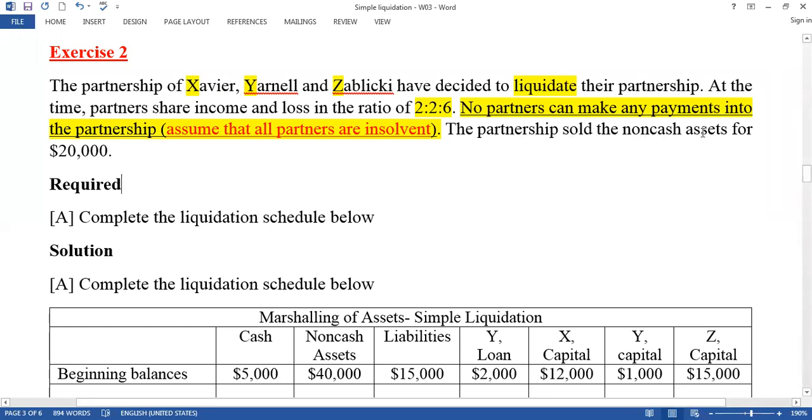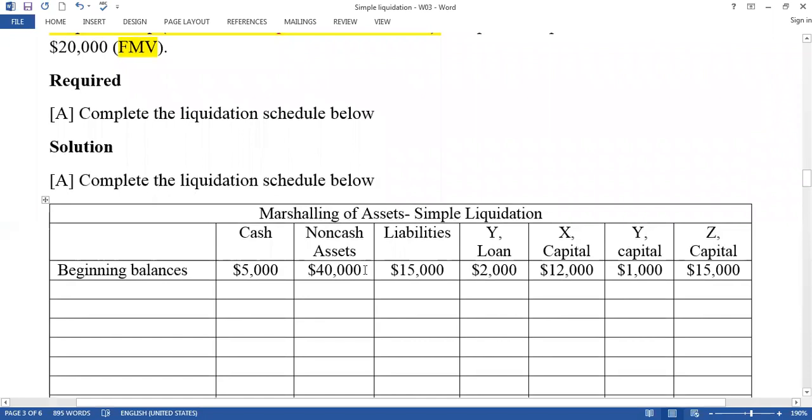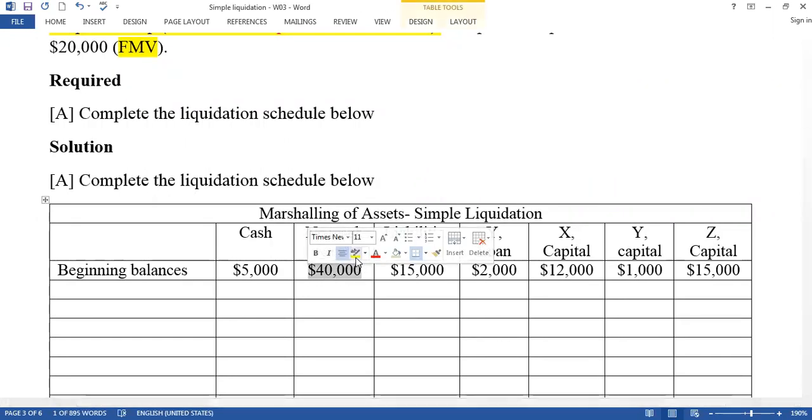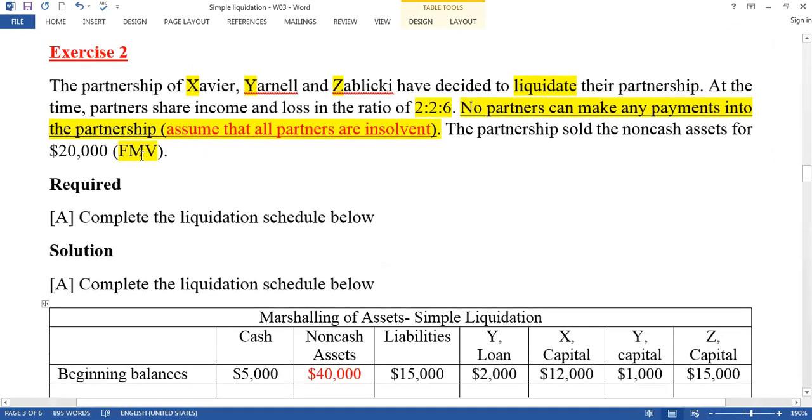Now the partnership sold non-cash assets for $20,000. So you know that we sell our non-cash asset and this is the fair market value. Now we should calculate whether we have any gain or loss. Why? Because our asset's book value is $40,000, right? But when we sell it, we receive $20,000. So we have bad news. It means that we have a loss, and we have to share this loss based on 2 to 6.